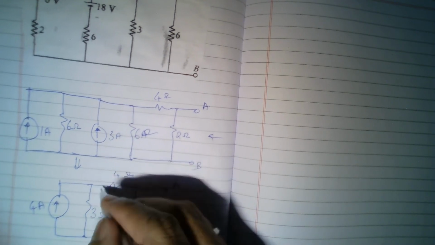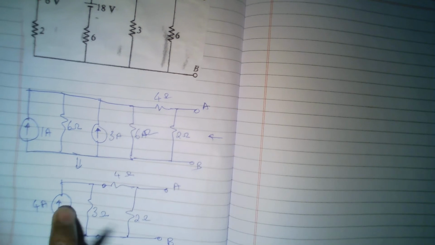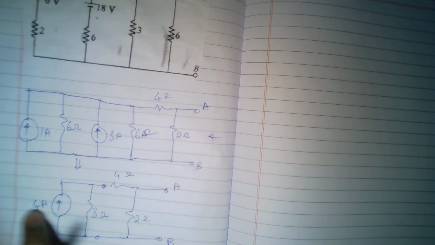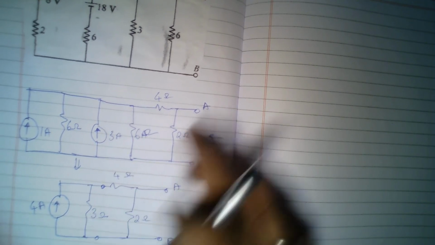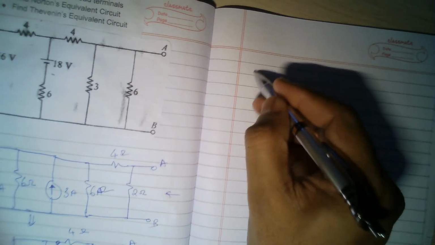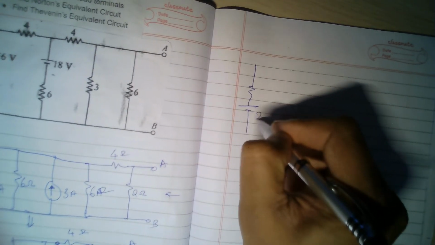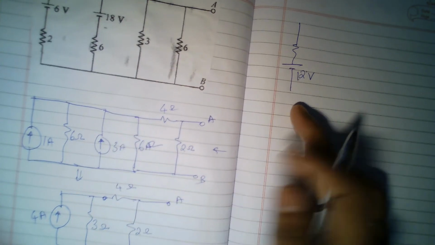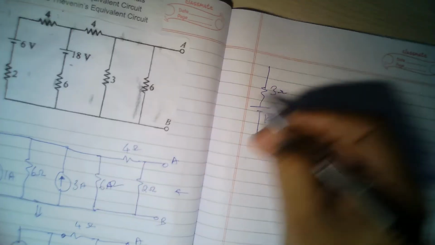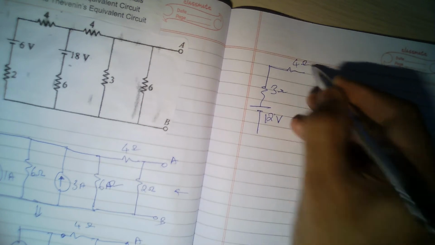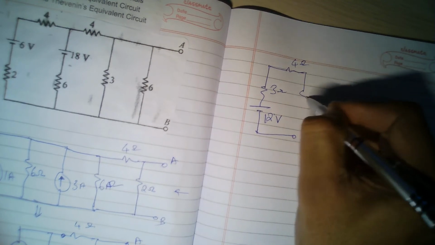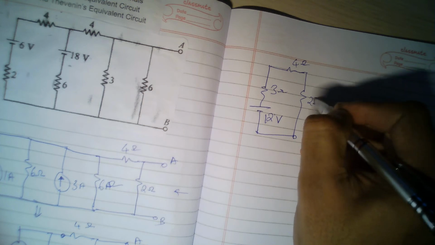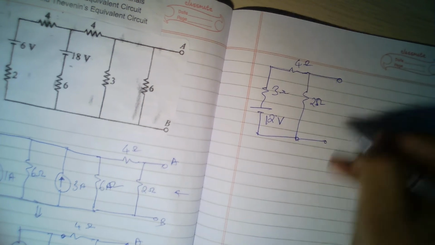This Norton's equivalent on the left side of this 4 and 3 can be replaced. So 4 into 3 is 12. So it is replaced by 12 volts, in series with 3 ohms, which is again in series with 4 ohms, which is again in parallel with 2 ohms. Finally I am getting A and B.